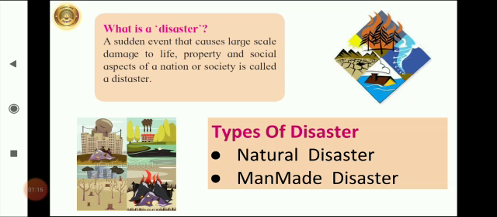Students, in your previous class, you learned what a disaster is. A sudden event that causes large-scale damage to life, property and social aspects of a nation or society is called a disaster. There are two types of disaster, natural and man-made.